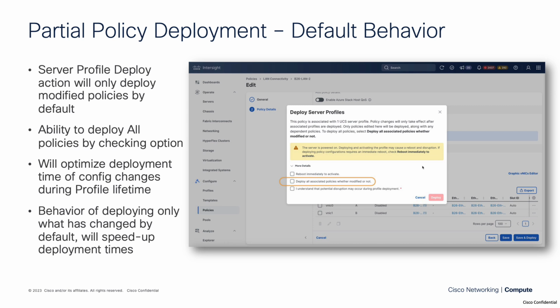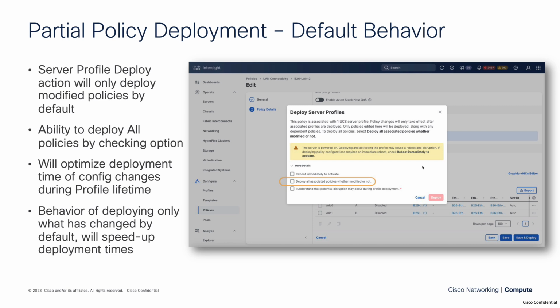But the default behavior for deploying policies has changed. It used to be you have a deployed server profile, you made a change to that server profile, even the most popular change, adding a VLAN or taking away a VLAN. And when you had to redeploy, then all the policies in that server profile would redeploy. That was determined to be unnecessary. It took a lot of time. We got feedback from customers.